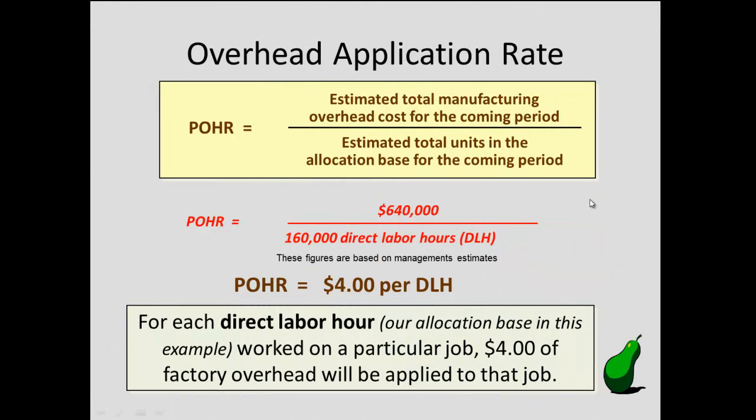So let's take a look at this example here. And we have some figures here that are based on management's estimates. These are just given to us. And we think we're going to have a total of $640,000 of overhead cost, and 160,000 is the estimated amount of direct labor hours that we believe we're going to have. So when we divide those two together, we come up with $4 per direct labor hour. Okay?